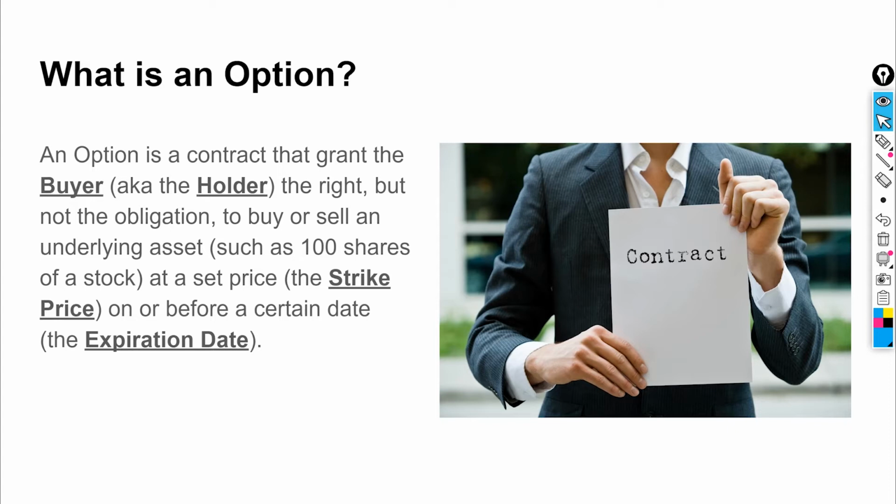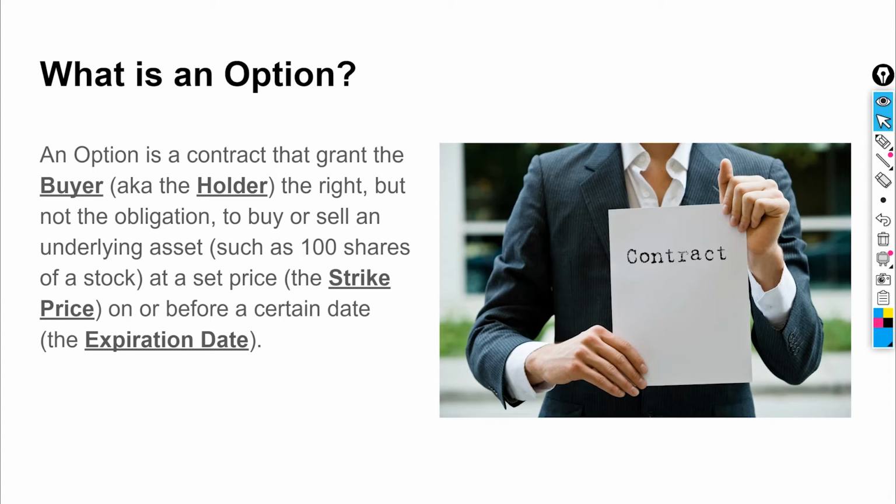So an option is a contract that grants the buyer, which is also sometimes referred to as the holder, the right but not the obligation to buy or sell an underlying asset. And what we're going to be talking about is equity options or stock options. So the underlying asset is going to be 100 shares of a particular stock.